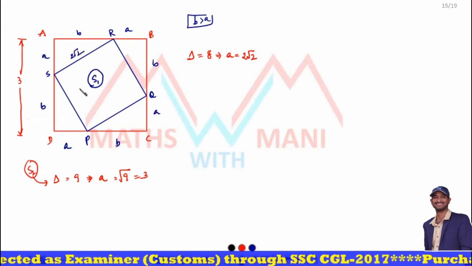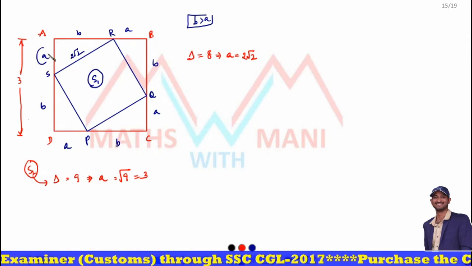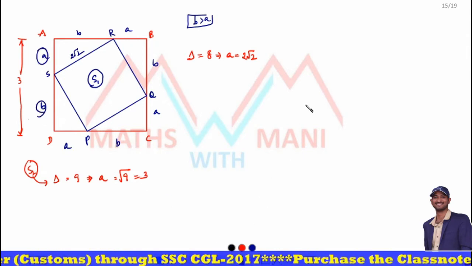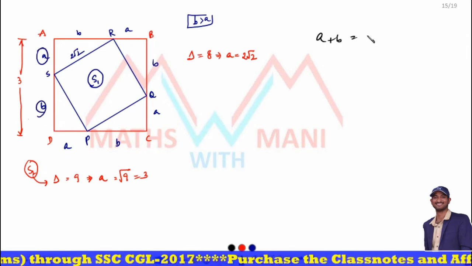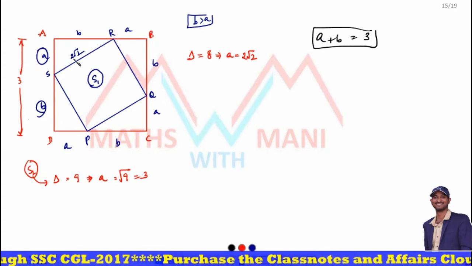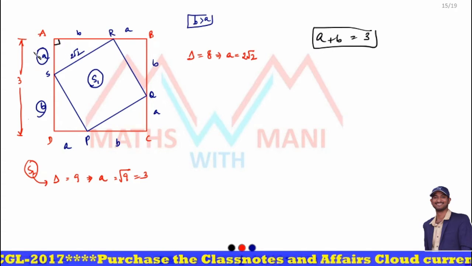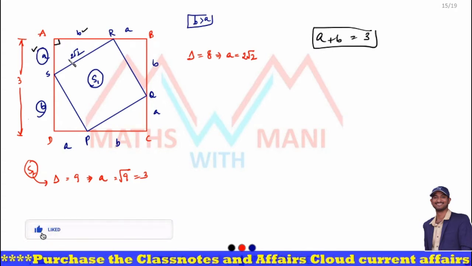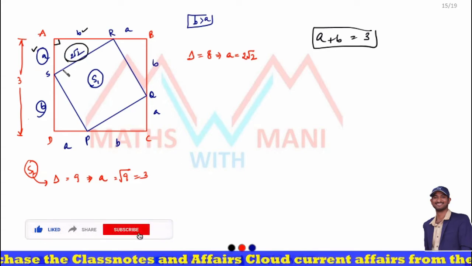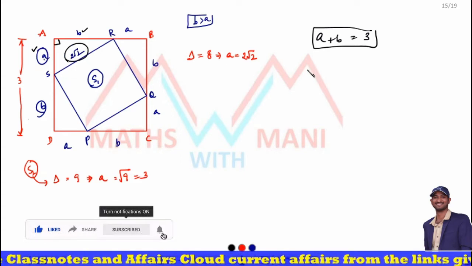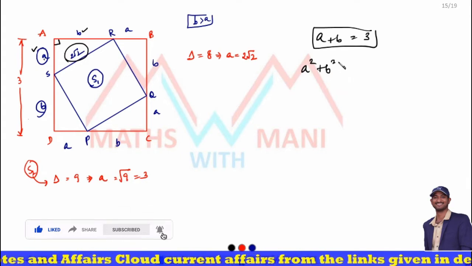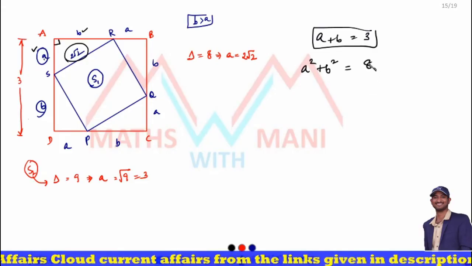That's it. So from the first condition, A plus B is 3 units. And here we have a right angle triangle in which A and B are the perpendicular sides and the hypotenuse is 2 root 2. So using Pythagoras theorem, A square plus B square equals 2 root 2 whole square, which means 8.